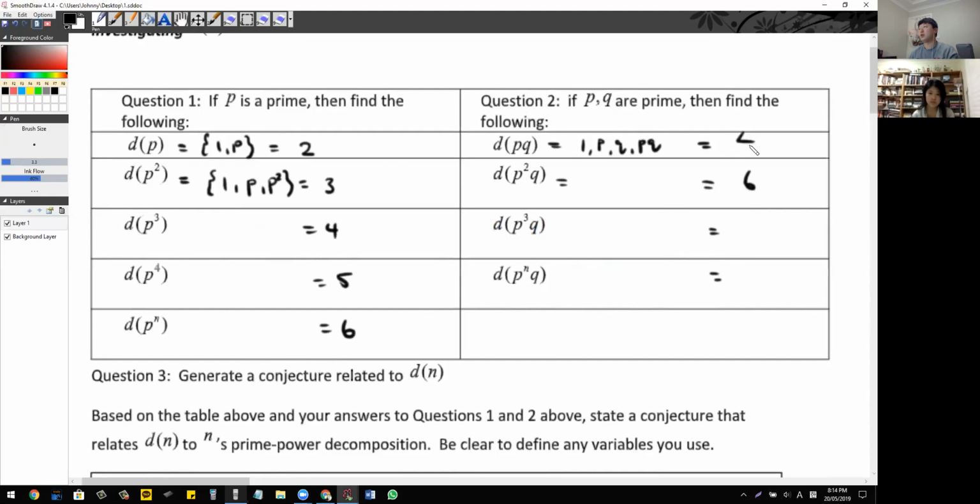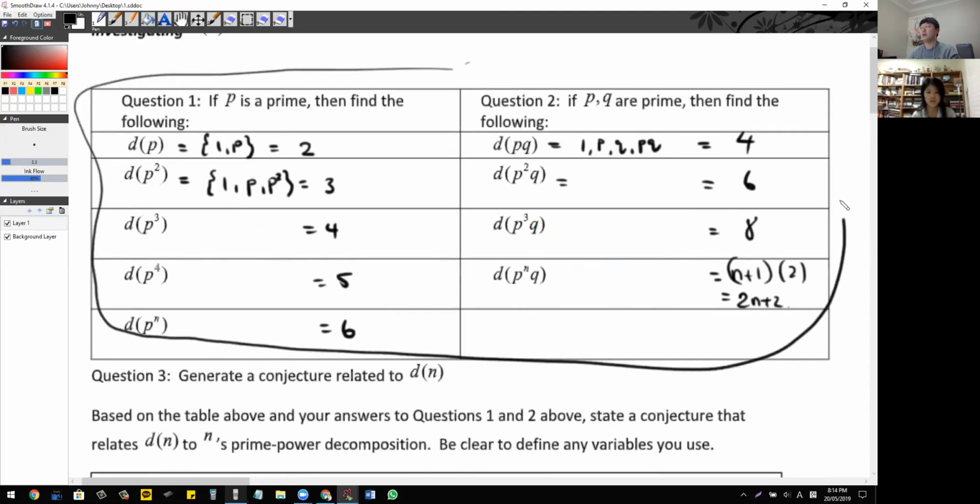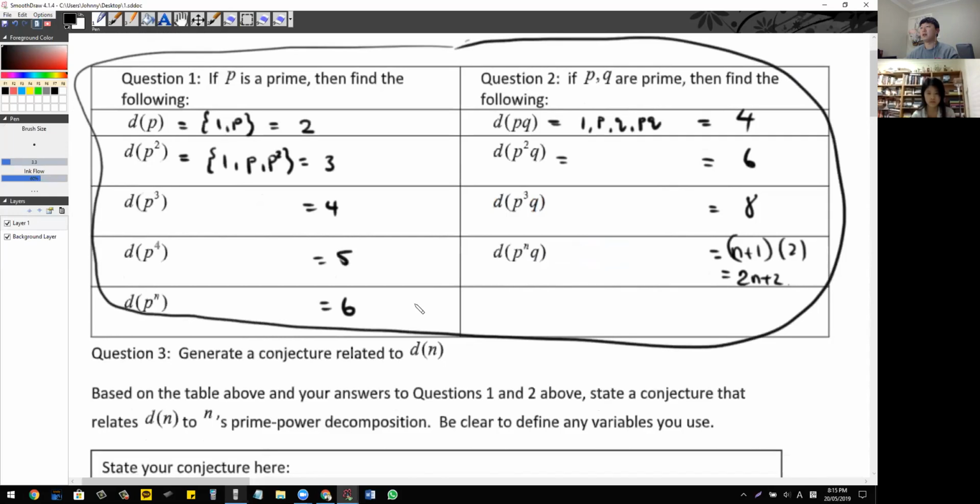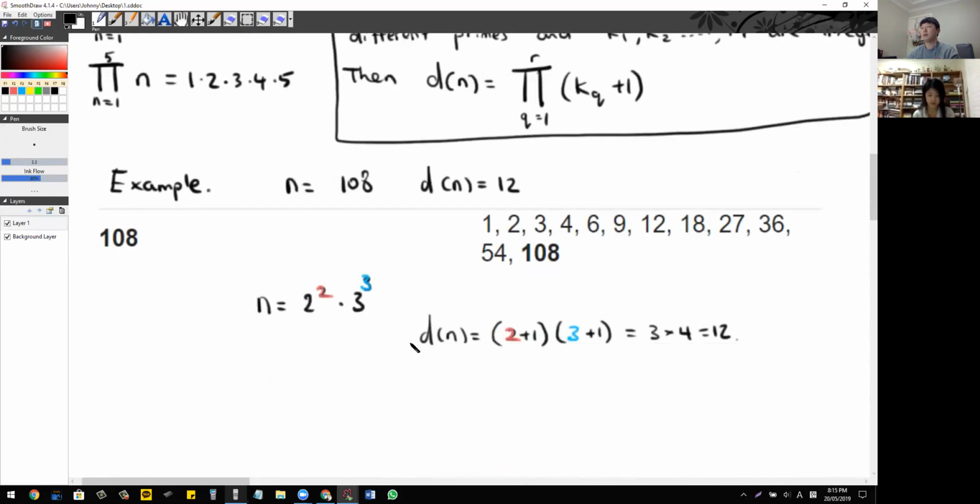2 times 2, which is 4. 1, 2, 3, 4. 4 times 2, which is 8. This one's n plus 1 times 2, because it's 1 plus 1. So that must be 2n plus 2, right? So anyway, these are all the answers, but the conjecture that gives the rule that encompasses all of this is this. That's what it's saying.